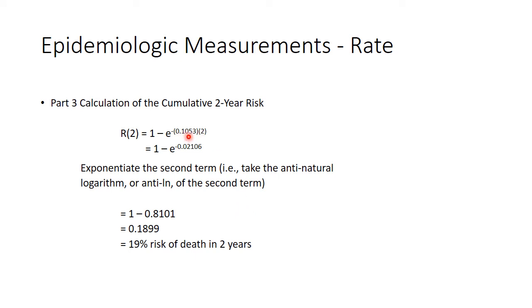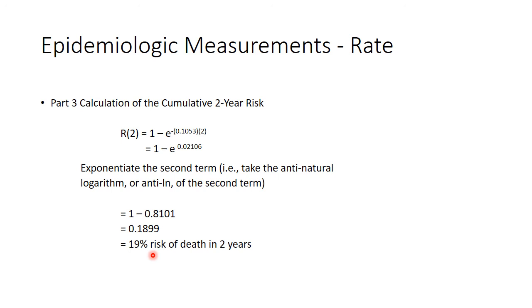You see the rate here times 2, so we're looking at 2 years. Multiply all that out, and basically you would end up getting 1 minus 0.8101, and so you end up getting 0.1899. So essentially that rounds up to about 19% risk of death in 2 years. Again, it's not the same as the risk of 10% per year, because again, that population keeps shrinking as more and more people are dying off.